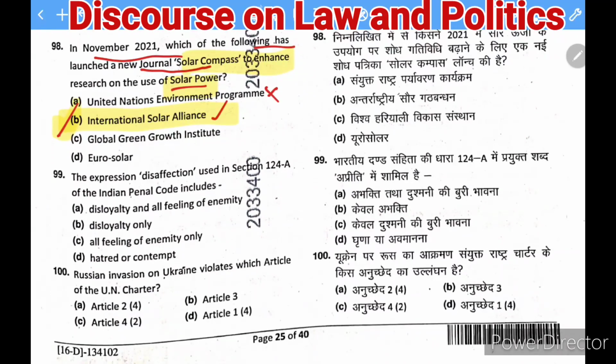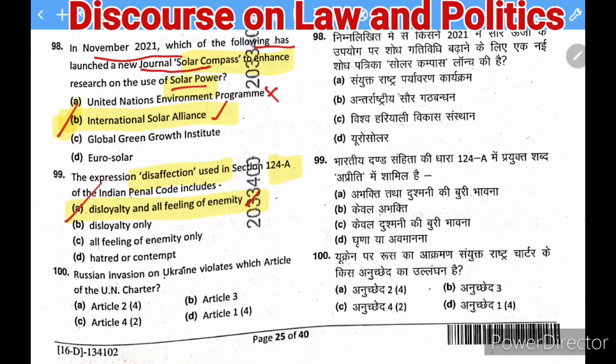Next question is here, the expression disaffection. The expression disaffection used in Section 124A of the Indian Penal Code includes disloyalty and feeling of enmity. The second is disloyalty only. The third is all feeling of enmity only, hatred or contempt. So the right answer to this question is A, disloyalty and all feeling of enmity. This is the right answer.